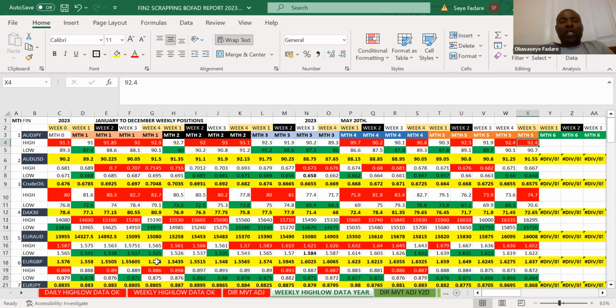So that is all about our profile scrapping reports and how we are able to use the information that we derive from them to take an action. So that's all for now.